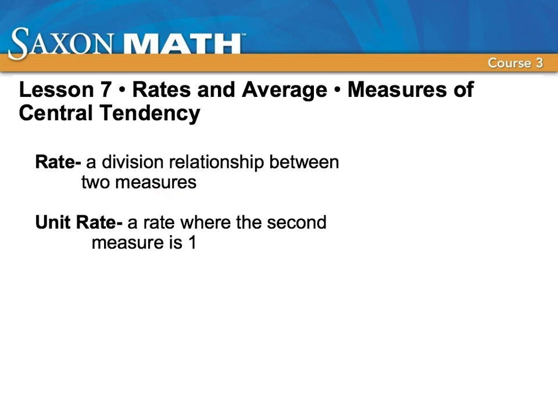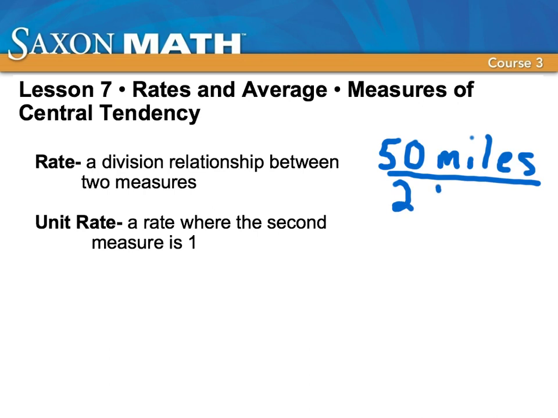So let's say that I travel 50 miles in 2 hours. Okay, that is a rate. 50 miles for every 2 hours. It's a division relationship, so I got my division bar between two measures. My measures are miles and hours, so I'm comparing two different things. So I drove 50 miles for 2 hours of driving.